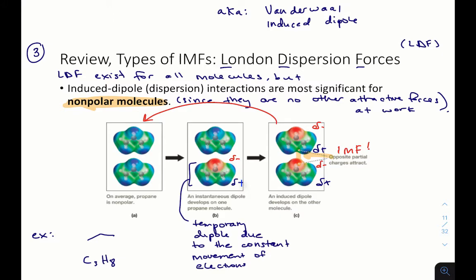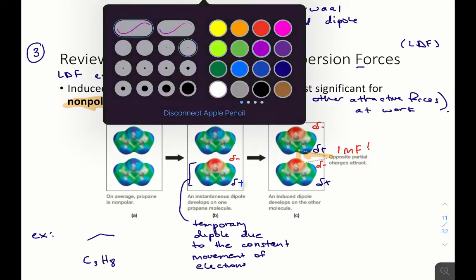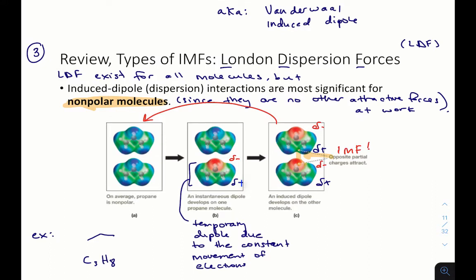And because of the temporary nature of this intermolecular force of attraction, this is usually the weakest type. It can be quite strong when molecules have large electron clouds and many regions where these induced dipoles could happen, but usually this is the weakest type of intermolecular force because it's temporary.